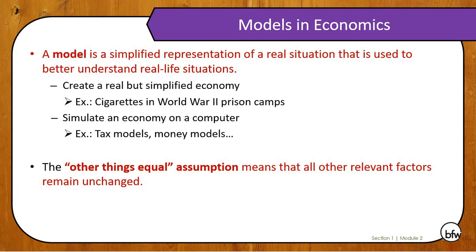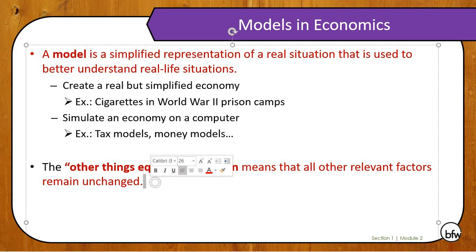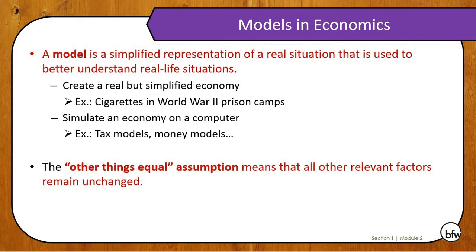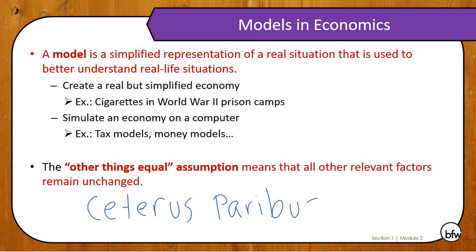Now, the other things equal assumption means that all other relevant factors remain unchanged. All right. Now, there's a term that you need to know for that. All right. And all other things equal. All right. We're going to write that as ceteris paribus. All right, this is a key word that you need to know in economics. It will probably be a multiple choice question, all right, on either the Unit 1 exam or on the AP exam. All right, so the term ceteris paribus means all other things equal.